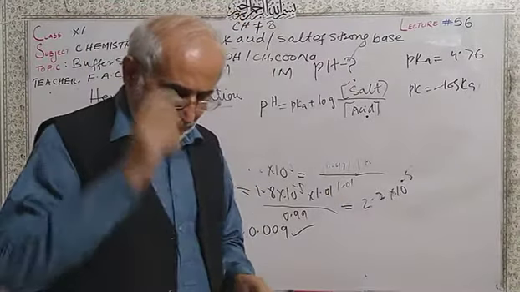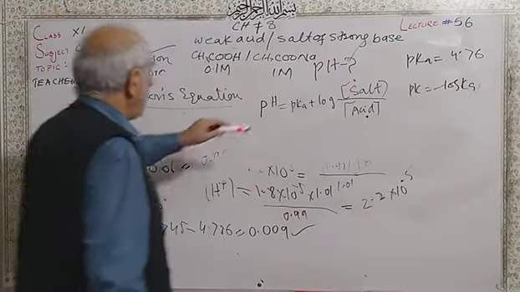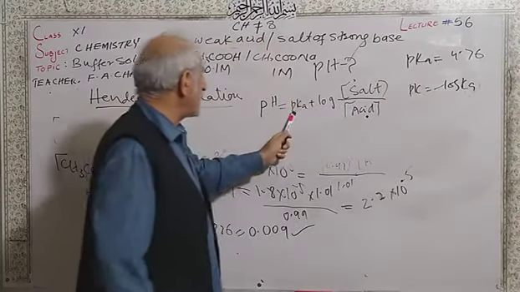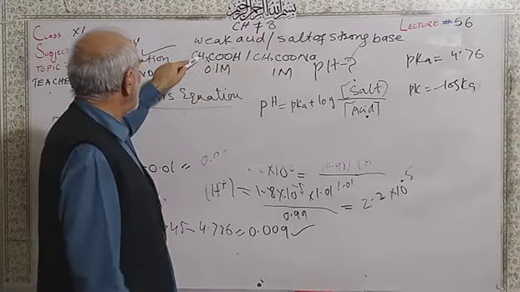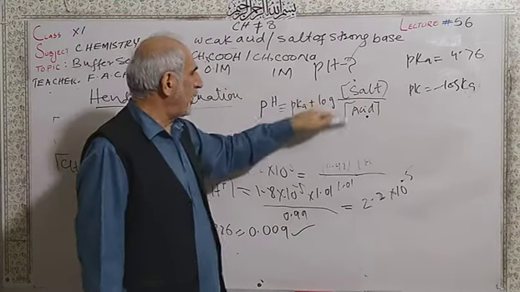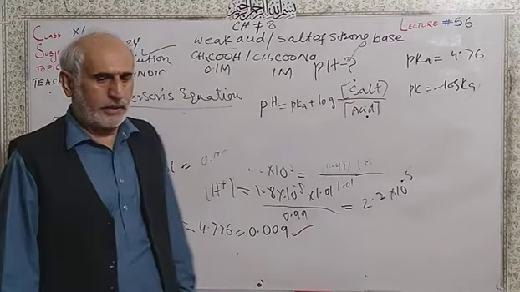Remember also this one may become: pK value is given, 4.76, plus log of salt. This is the salt, 1/4, log of the acid. So divide, take a log, plus, you will get the answer pH.